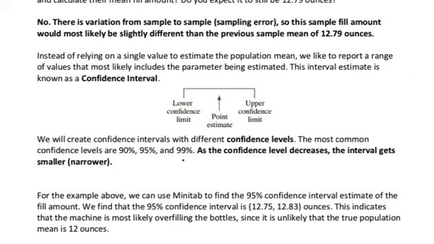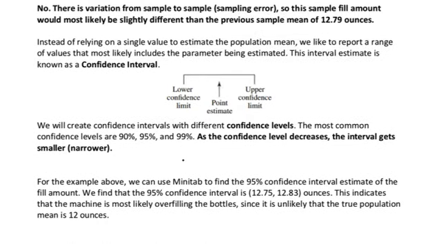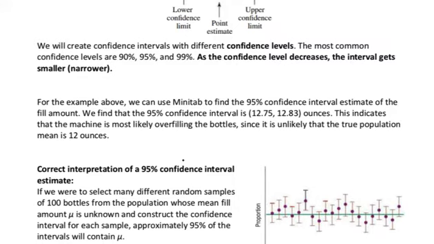We can use Minitab to find confidence intervals. For the example above, if we use Minitab to find a 95% confidence interval, we find that it is 12.75 to 12.83 ounces. You're going to see these in Minitab in parentheses. The parentheses just means an interval, so we have our smaller number first and then our larger number. This tells us that the machine is most likely overfilling the bottles because our interval does not contain the number 12, and that tells us that 12 is probably not the population mean.